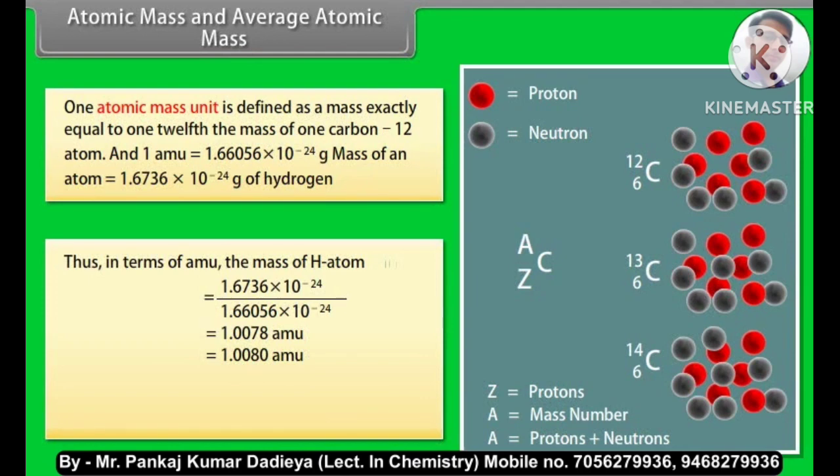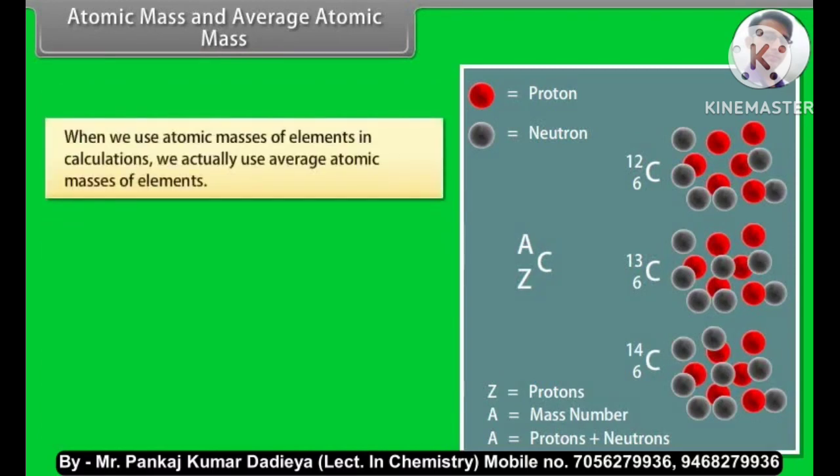1.6736 × 10^-24 upon 1.66056 × 10^-24, which is equal to 1.0078 AMU, which equals 1.0080 AMU. Similarly, the mass of an oxygen-16 atom would be 15.995 AMU. When we use atomic masses of elements in calculations, we actually use average atomic masses of elements.